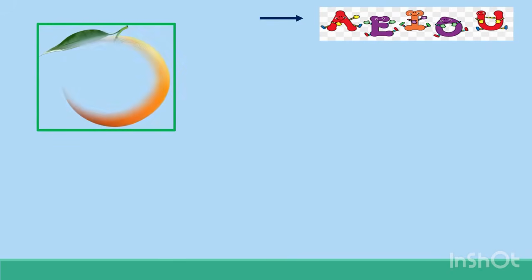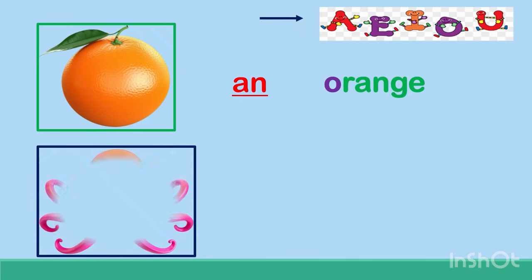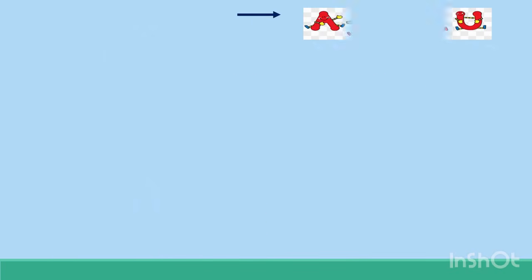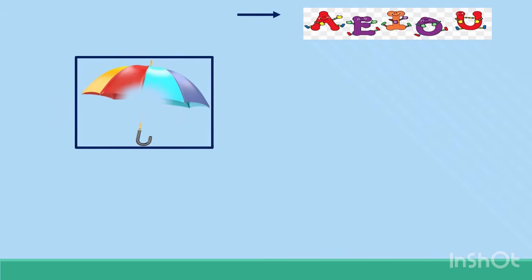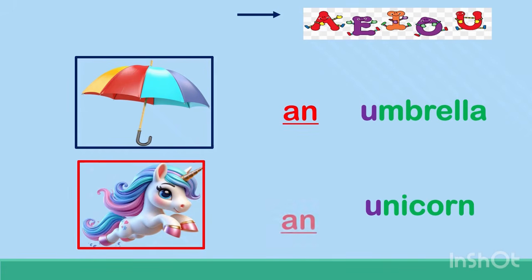Igloo, it is an igloo. Orange, an orange. Octopus, an octopus. Umbrella, U is a vowel, an umbrella. So unicorn, an unicorn.